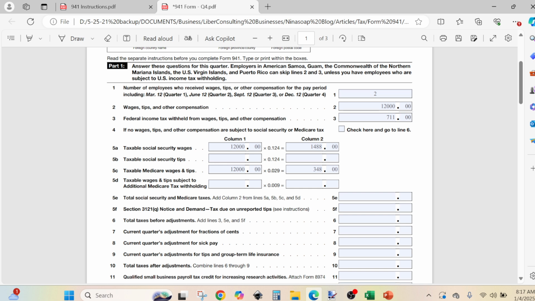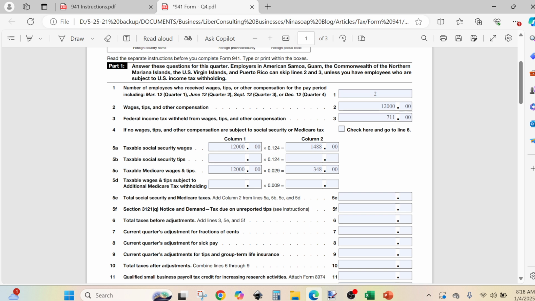But again, it is in the instructions. You can read through it. When there is a section that is not clear enough for you, you just scroll through the instructions, locate that line, and read about it. So now we are going to leave the additional Medicare section blank because we didn't pay any employee over $200,000.